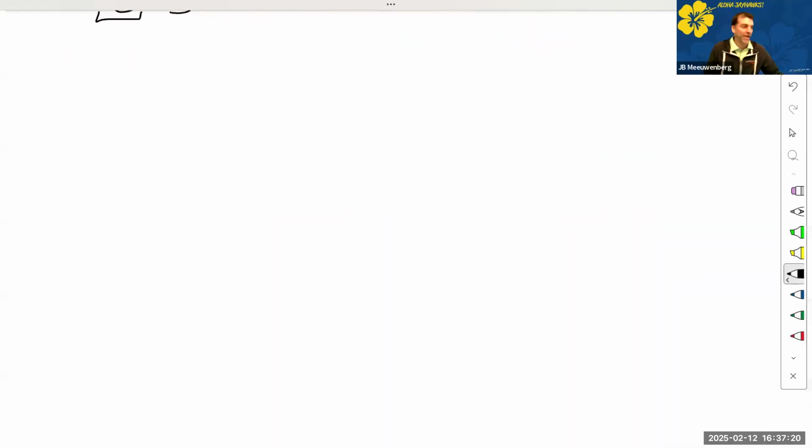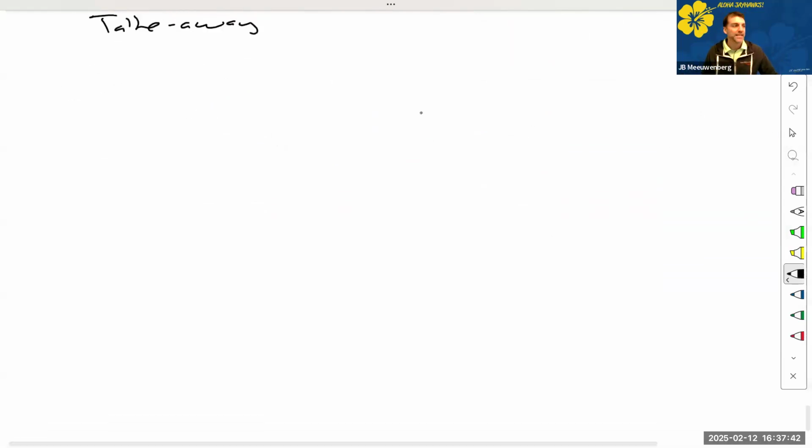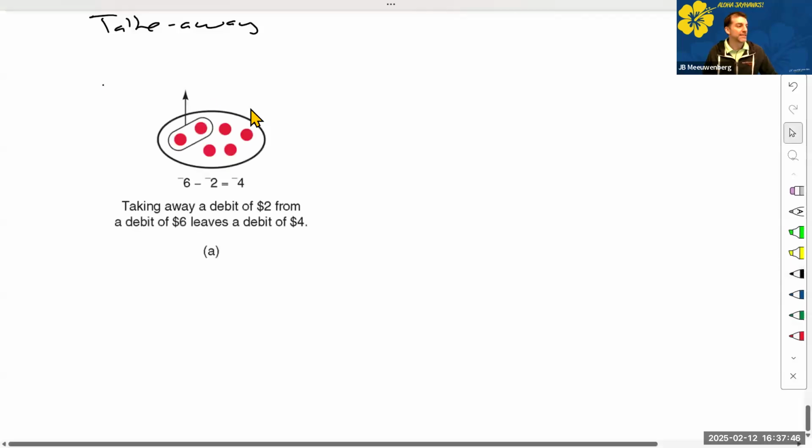So let's move into subtraction now. That was all addition. Let's now talk about subtraction. This one could get a little bit more challenging. And so one way we might consider this, depending on the scenario of our integer problem, is the takeaway model. We talked about that before. The idea of picturing subtraction as taking away. And we might have a problem that looks like this.